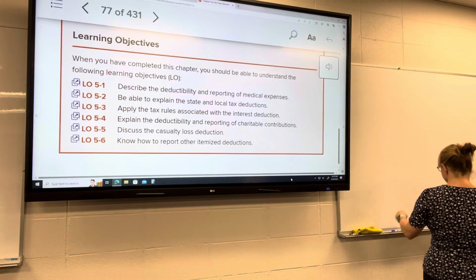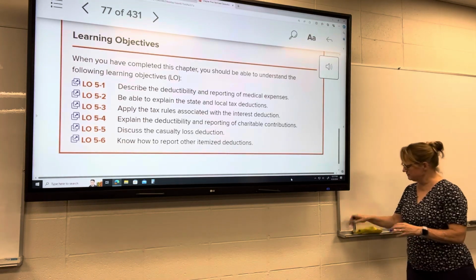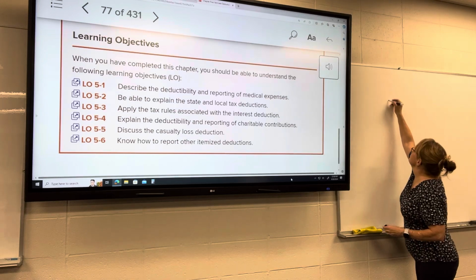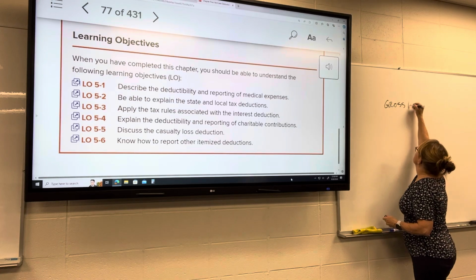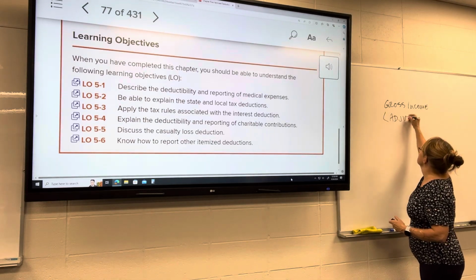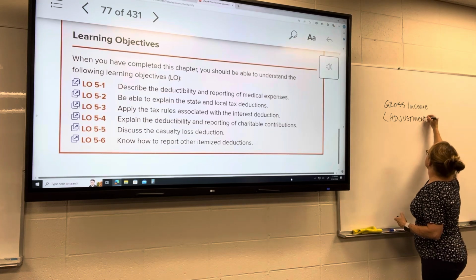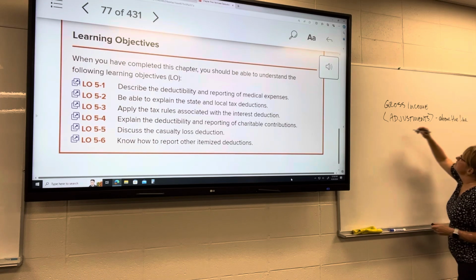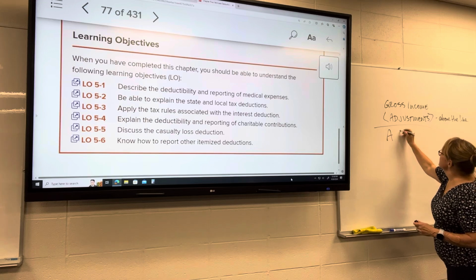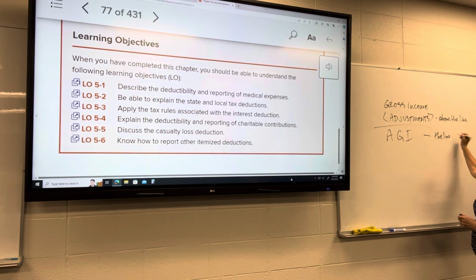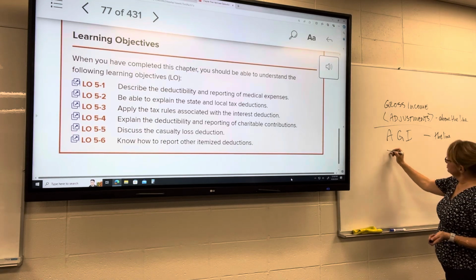So if you recall, we'll go back to our tax formula. We've got our gross income minus our adjustments, and these are our above the line deductions, to get to our adjusted gross income, and this is the line. And then below that, we've got additional deductions.